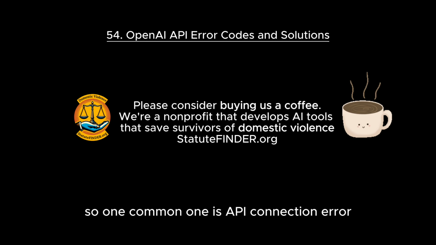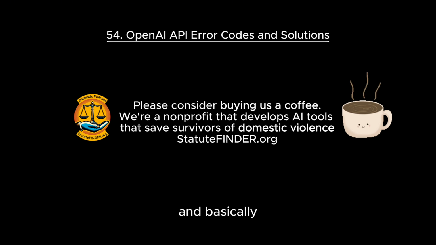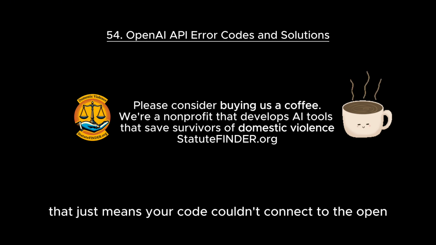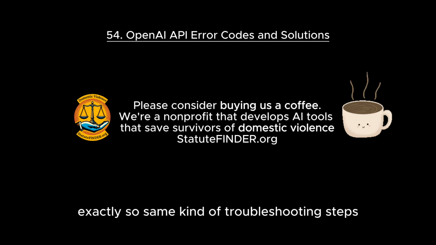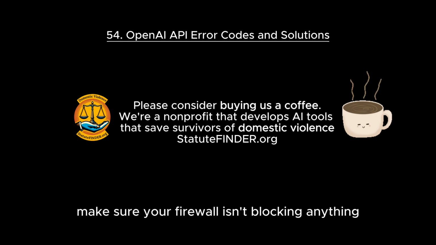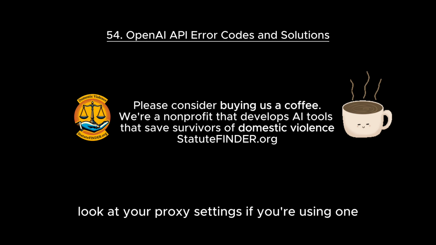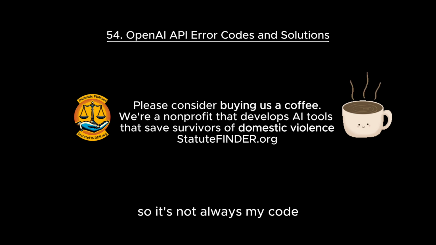So one common one is API connection error. And basically, that just means your code couldn't connect to the OpenAI servers. So it's like when my internet goes out. Exactly. So same kind of troubleshooting steps. Check your internet connection, make sure your firewall isn't blocking anything, look at your proxy settings if you're using one. Oh, okay. So it's not always my code. It could be something outside of that.